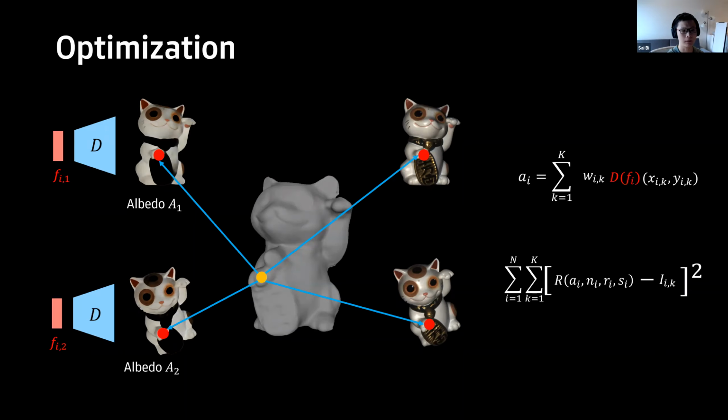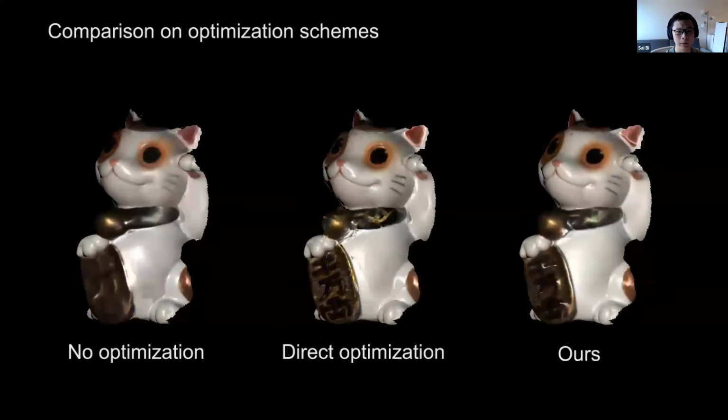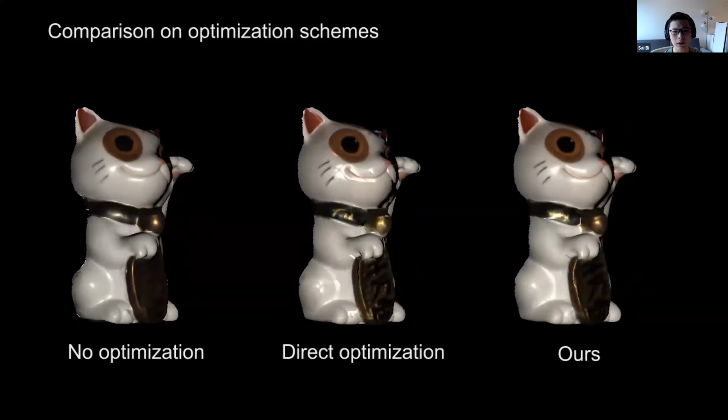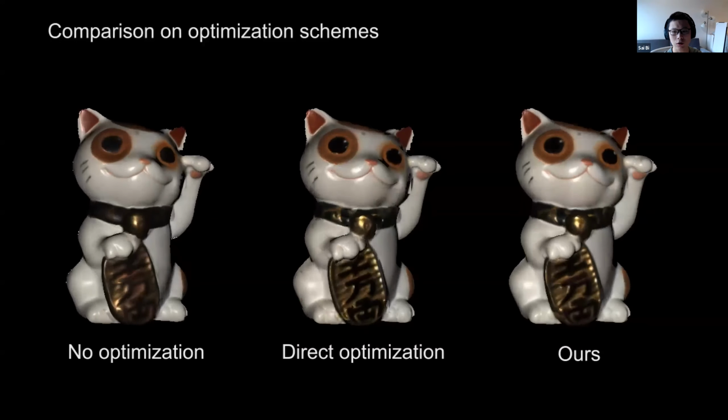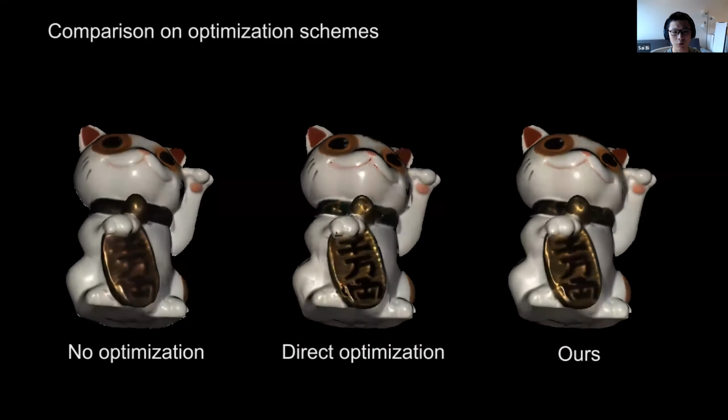This video shows the comparison between different optimization schemes. Without optimization, the rendering results are blurry, as the video on the left shows. Directly optimizing the BRDF at each view results in discontinuities and outliers. In comparison, our network-based optimization can achieve results with much fewer artifacts.